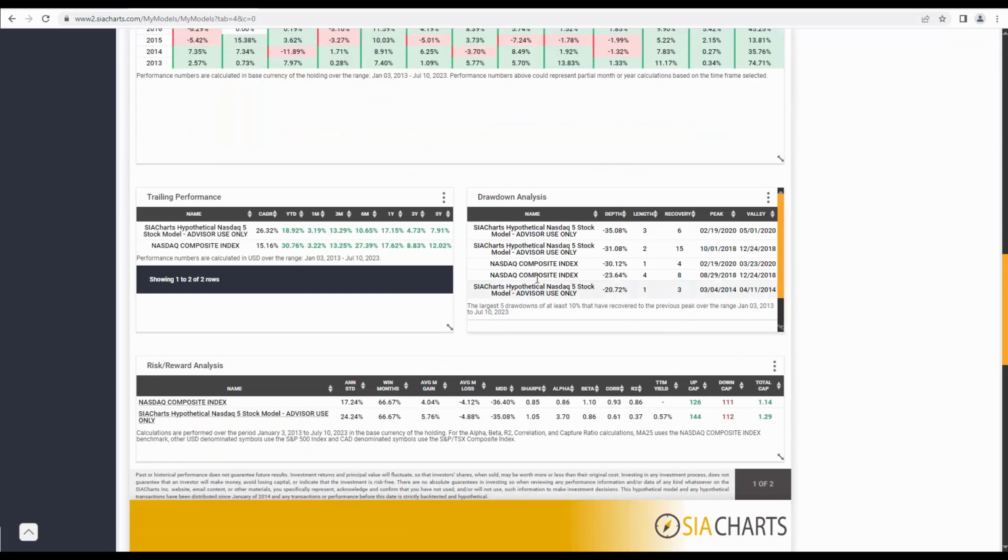As we look at the performance of this strategy, you can see the compounded annual growth rate for this model is 26.32%, backdated since inception of January 2013. The benchmark we are using is the Nasdaq Composite Index, which has done a compounded annual growth rate of 15.16% over the same time period. As you can see, we have outperformed the Nasdaq index by over 11 percentage points.